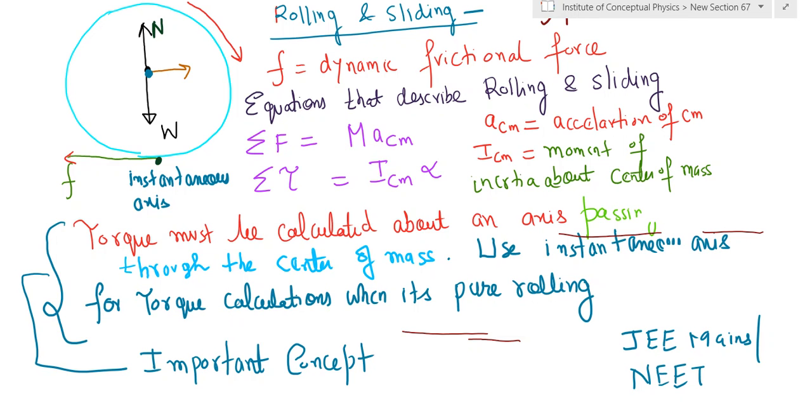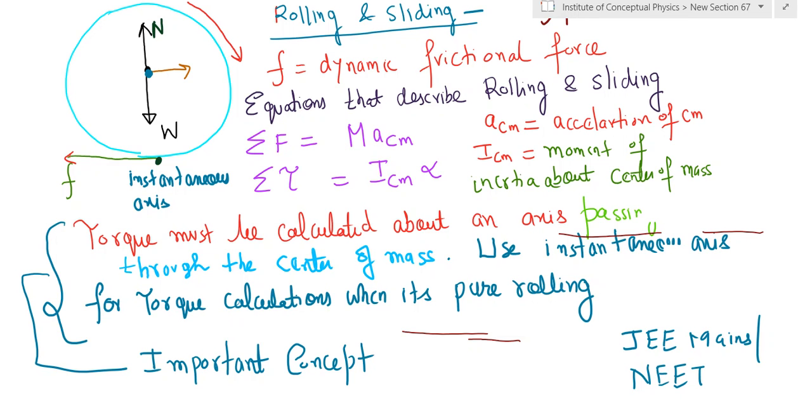In rolling and sliding, the selection of axis has to be the center of mass, not the instantaneous axis, which is touching the ground. The instantaneous axis is to be chosen for the situations where you don't have any sliding, you just have pure rolling.